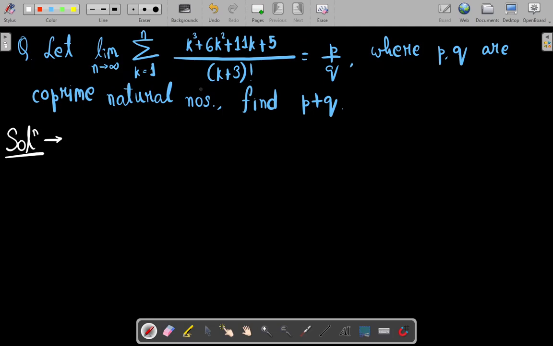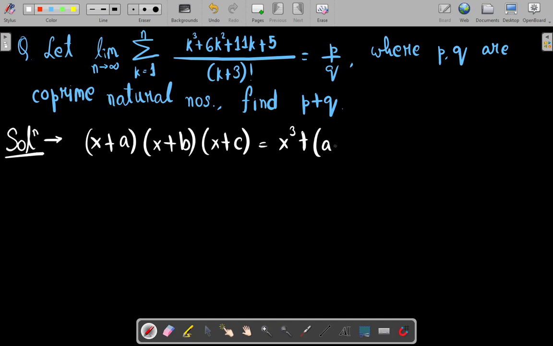Okay, so first of all, I'm going to use a formula of factorization. If you know this, you can apply it directly. But this is the formula that is going to be used here. The formula is, if we are given the product (x plus a) times (x plus b) times (x plus c), this is given as x cube plus (a plus b plus c) x square plus (ab plus bc plus ca) times x plus the constant term abc.